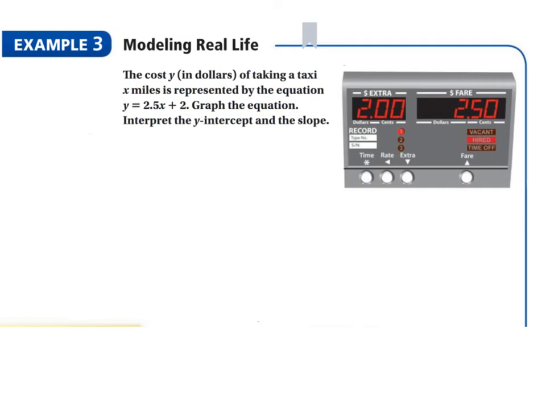And then this is back to y equals mx plus b. I want you to see an example, okay? The cost of taking a taxi x miles is represented by the equation y equals 2.5x plus 2. Okay, so y equals 2.5x plus 2. The only thing I want you to see out of this is that your slope is the rate. It's how much it is per mile. This extra is how much it costs for you to get into the cab.